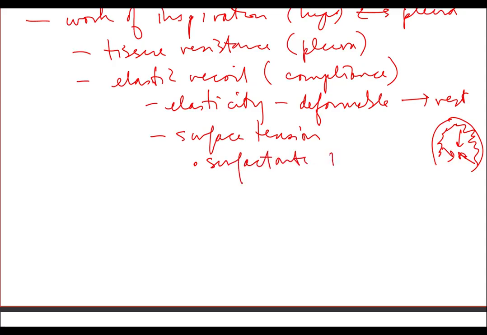Surfactant is mostly dipalmitoyl phosphatidylcholine, but it's actually a complex structure of probably more than 15 or 20 proteins and lipids. The surfactant decreases surface tension so that it allows the opening pressures to be within physiologic limits.